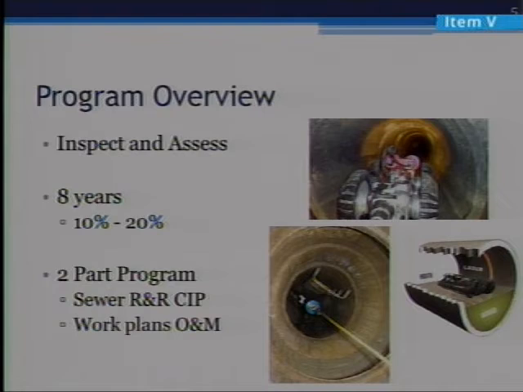After the initial pass through the system, we will reevaluate the frequency of the inspections that are needed for each main and manhole. This portion of the program is a 2-part program where we'll not only determine the condition of the assets, but we'll also be identifying the renewal and replacement projects and the maintenance work plans. I'll be talking in more detail about those aspects later on in the presentation.